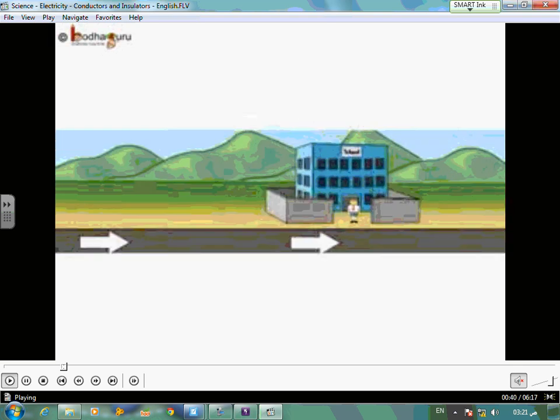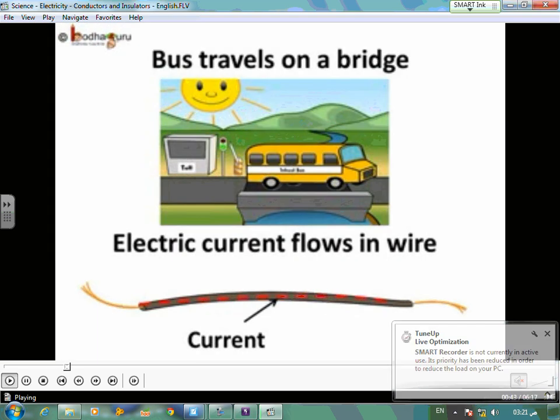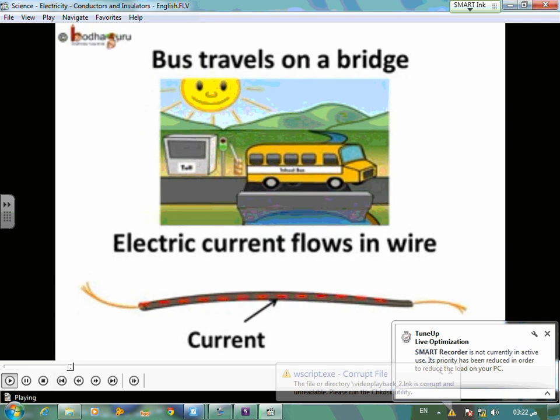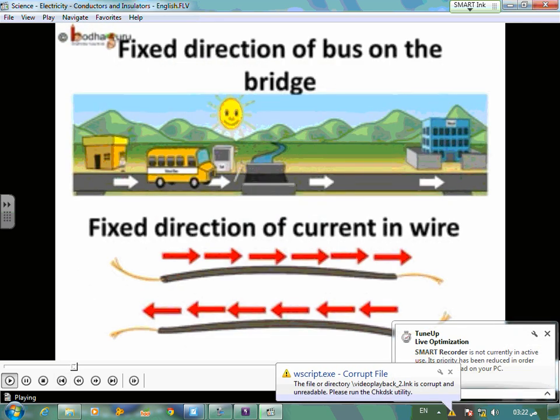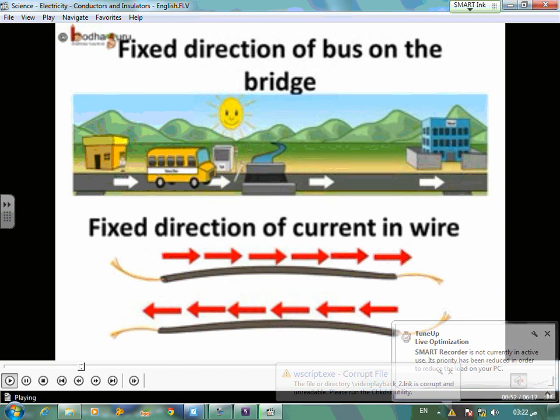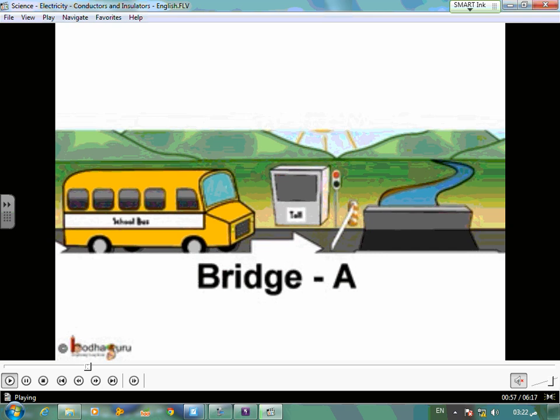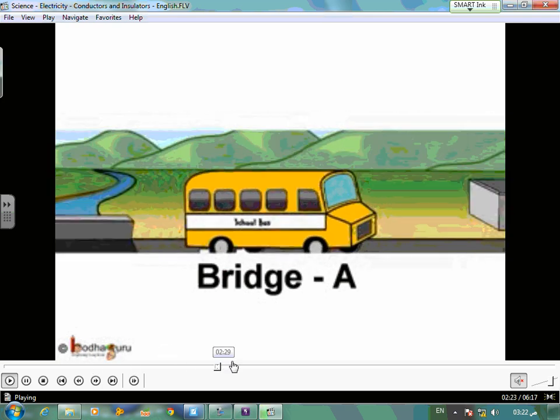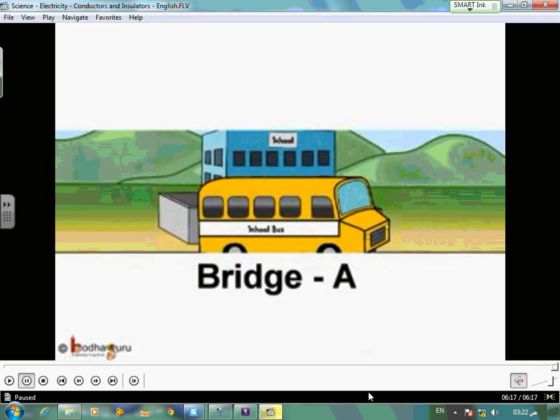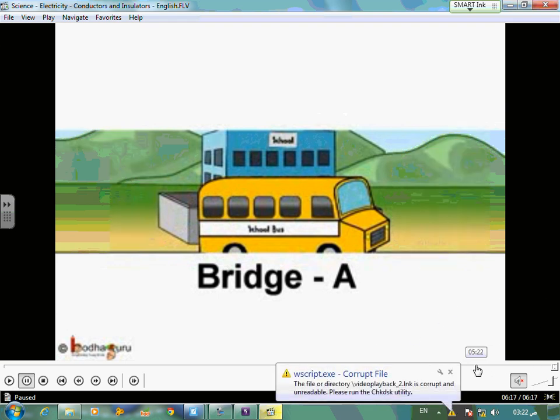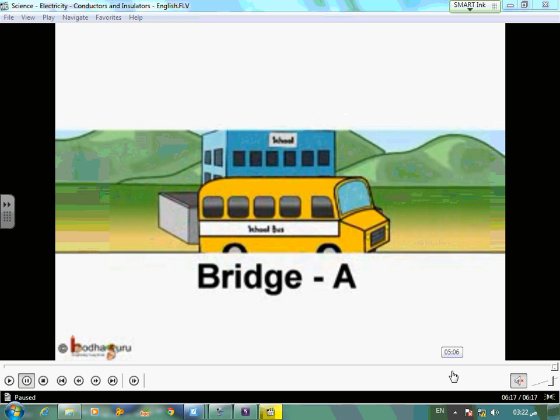When it moves in a wire, the energy increases and it gets hotter. It shows that the electricity moves in a wire. We imagine that a student rides the bus to reach school. As electricity moves in a wire, the energy increases and it gets hotter.